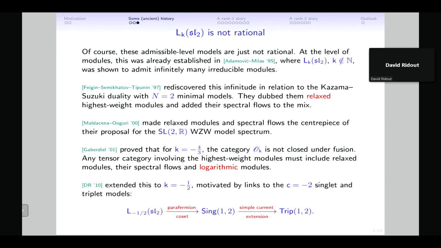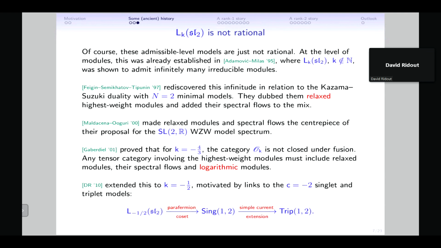And he showed, using some rather complicated fusion calculations, that if you just take the highest weight category, the analog of the BGG category O, then if you fuse together 2 modules in this category, what you end up with is no longer in this category. And so if you want something like a tensor category or even just closure under fusion, if you start with the highest weight modules, he showed that you have to include at least some of the relaxed highest weight modules. You have to include their spectral flows. And in fact, you also get new things, which have now come to be called logarithmic modules.